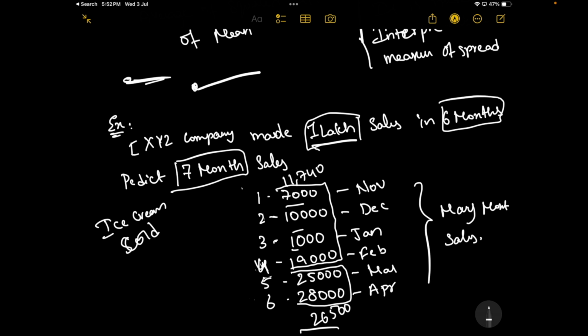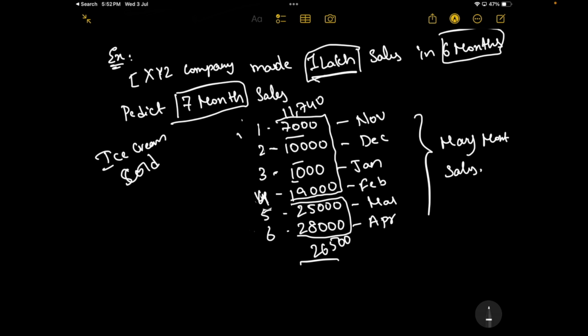They give me the data. In the first month, November, they made 7,000 rupees. In the second month, December, they made 10,000. In January they made 11,000. Sorry, in February they made 19,000. In March they made 25,000, and in April 28,000.